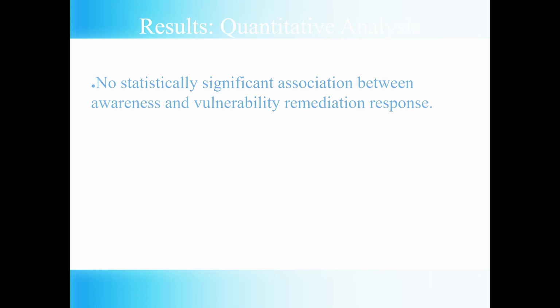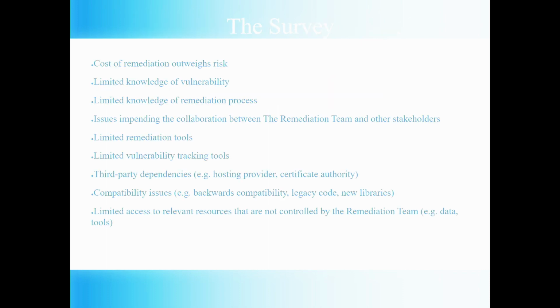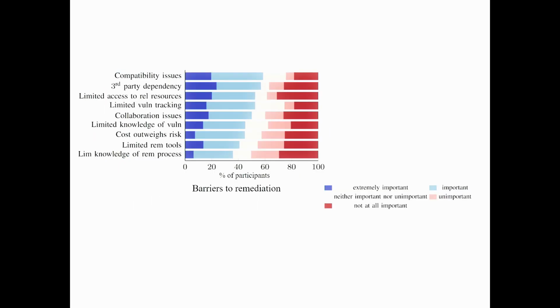Now, analyzing this past result, we find that there's no statistically significant association between awareness of the vulnerability and the plans to remediate the vulnerability. So then we asked the admins about what they think are the most important factors. So this was part of the survey.